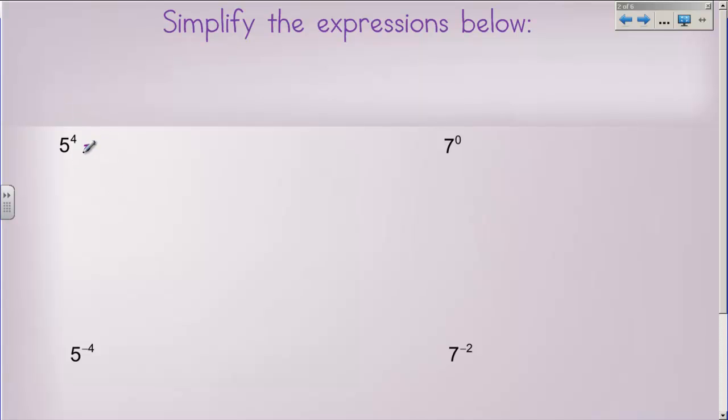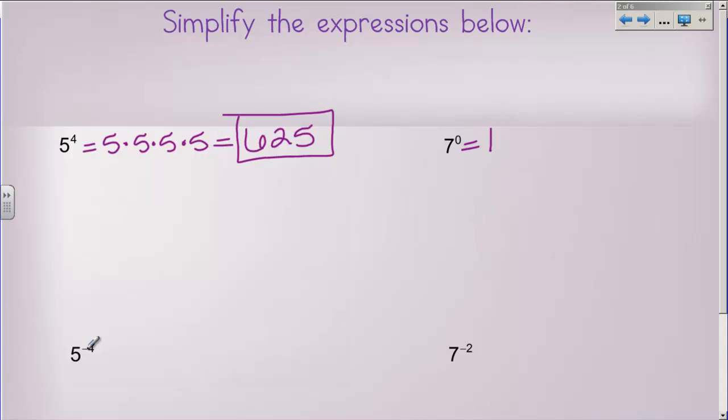5 to the 4th, y'all know in expanded form is just 5 times 5 times 5 times 5. Well, this isn't simplified, that's just expanded. To simplify, I've got to multiply it all out. 5 times 5 is 25, 25 times 5 is 125, and 125 times 5 is 625. There is the simplified expression. The next one should be real easy because we just talked about this rule. 7 to the power of 0 equals 1.